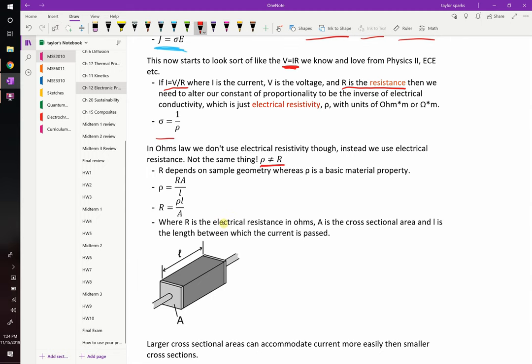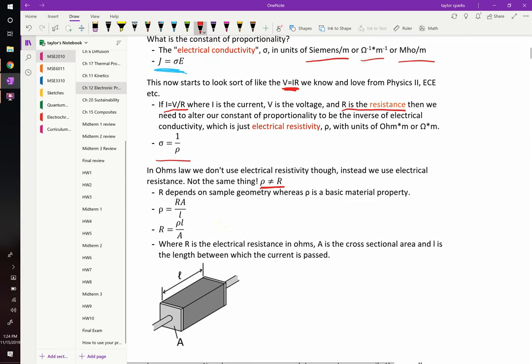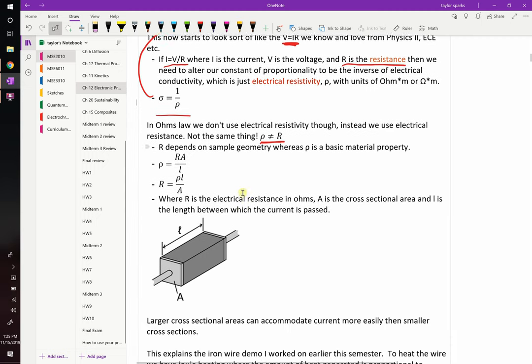And conductivity, which we used in our flux equation up here, sigma up here, that's just the inverse of material resistivity, right? The electrical resistivity, if you take the 1 over that, you get the electrical conductivity. Not how much it resists it, it's how much it conducts it, okay? So electrical conductivity is 1 over rho.